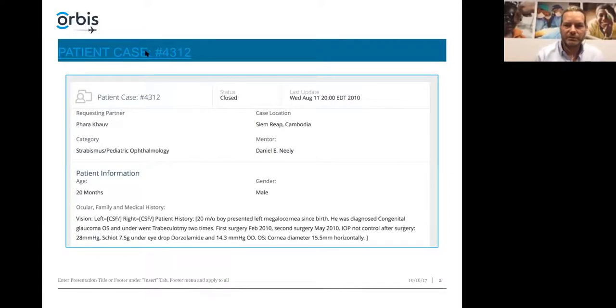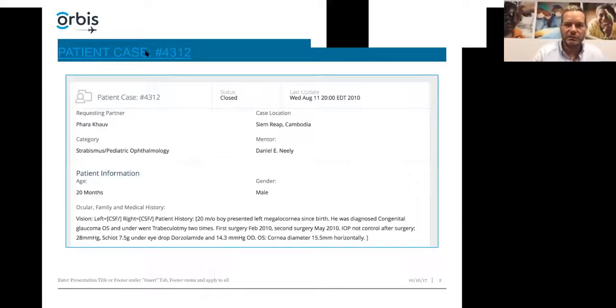And I'll open up this case so we can see it in a little more detail. 15 millimeters, obviously, that's a very large cornea. Normal newborn being about 11.